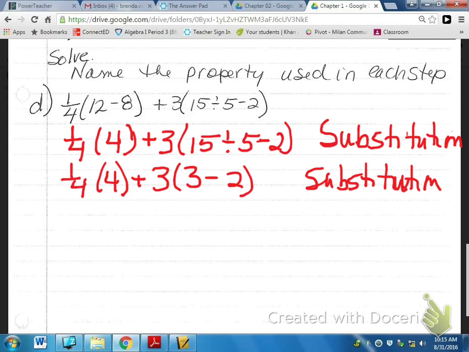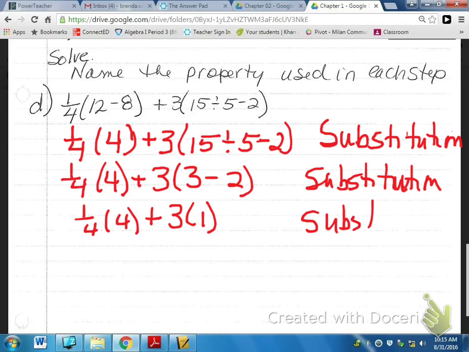Next step, I got to continue doing that parentheses. So 1/4 times 4 plus 3 times 1. Well, the 1 came to play because it's 3 minus 2. It's one last substitution before I got to do something a little more fun.